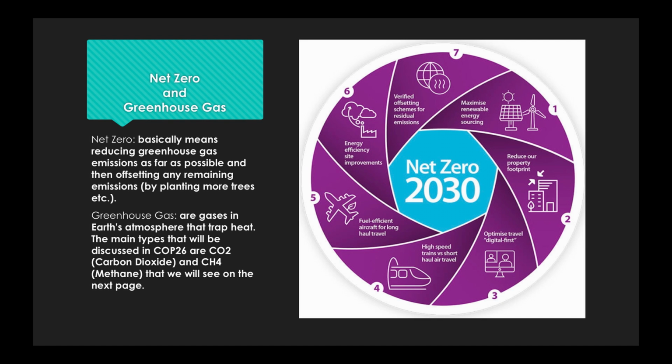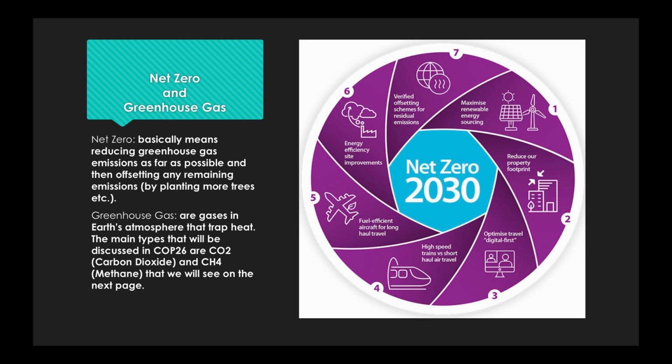Okay, the next two words you will hear a lot in the media are net zero and greenhouse gases. So net zero basically means reducing greenhouse gas emissions as far as possible and then offsetting any remaining emissions. This can be by planting more trees, etc. So you'll see in the picture to the right, number one is maximizing renewable energy sources such as solar and wind power. Reducing our property footprint.